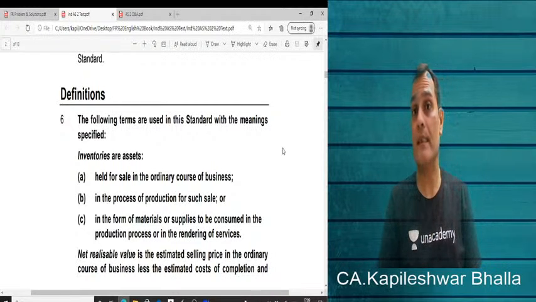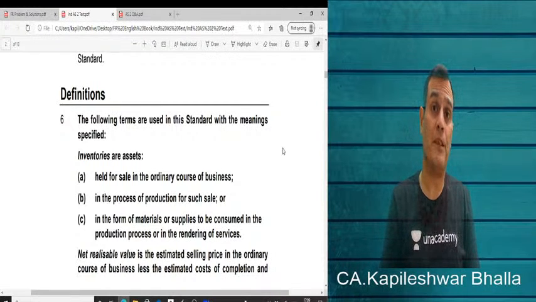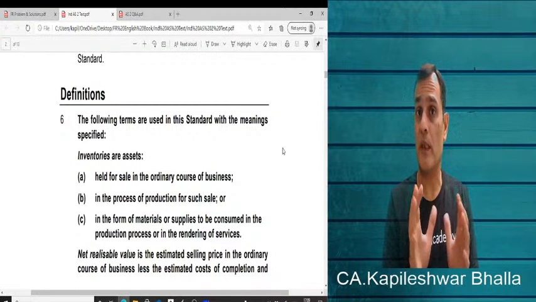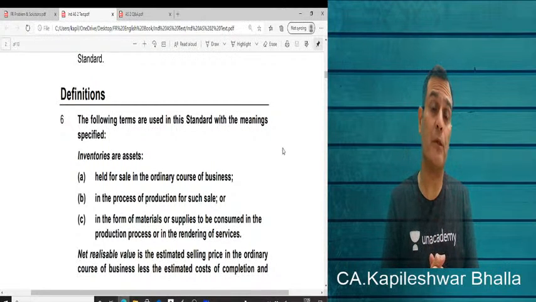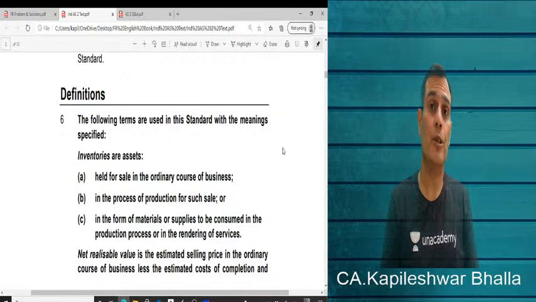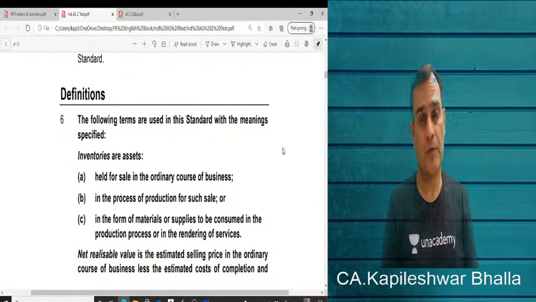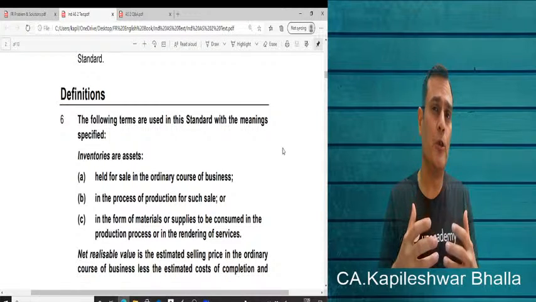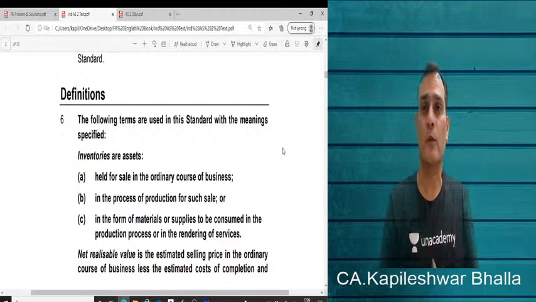Now, when you say it is an asset, you need to prove the parameters. Parameter number one, that future economic benefits would arise. And parameter number two, that you control that item either by way of legal ownership or the right to restrict others from use. Once you fulfill step number one, then it's time to go to step number two, and you need to look at the purpose of holding this inventory.